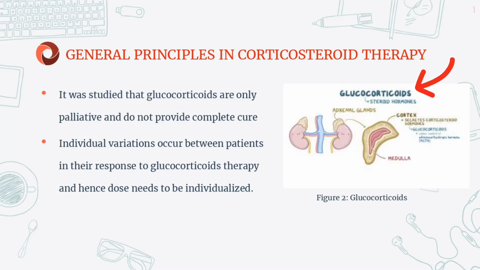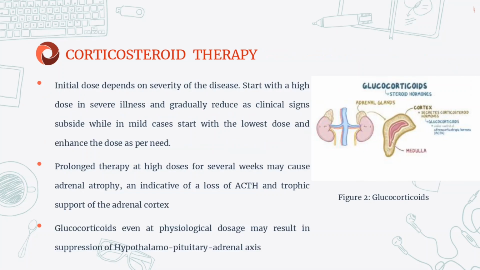Glucocorticoids are palliative. It means it will just mitigate the pain or give the patient relief, but no complete cure. It is also necessary to individualize the doses between patients. Figure 2 illustrates the biological process of glucocorticoids. Still on the principles of corticosteroid therapy, the initial dose must depend on the severity of the disease. Start at a high dose, then gradually reduce as the clinical signs subside.